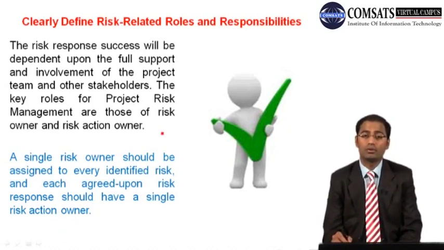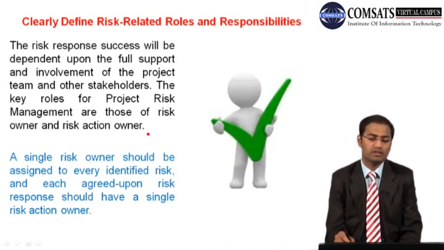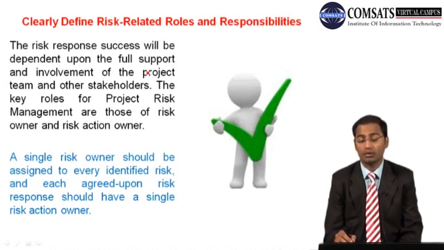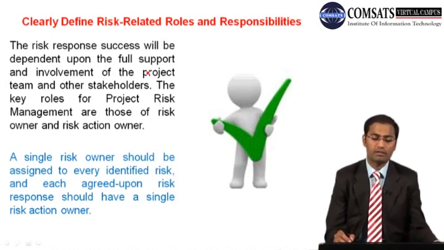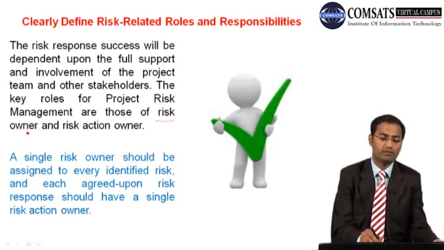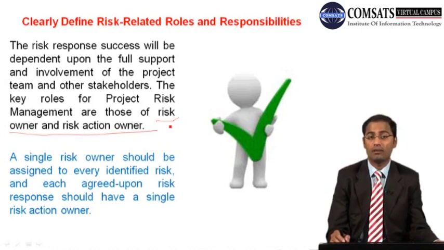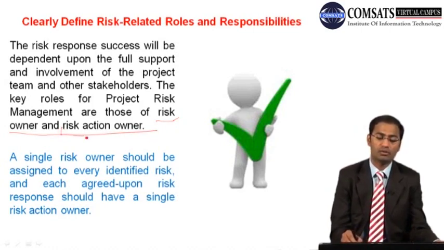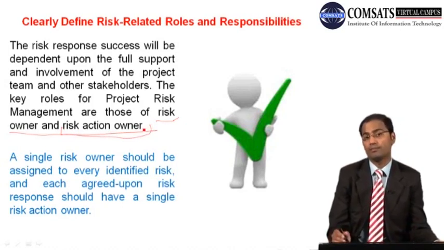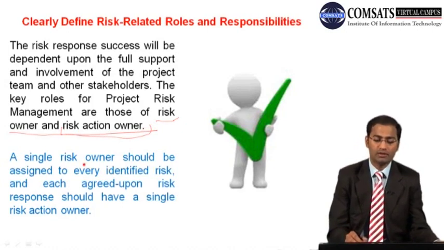So who is going to own the risk, who is going to respond to the risk. So the risk response success will be dependent upon the full support and involvement of the project team and other stakeholders. The key roles for project risk management are those of risk owner and risk action owner. So there is a difference between risk owner and risk action owner. One will keep an eye, and that may be a CAM or work package manager, and then one should be assigned to necessary arrangements of all the responses. So a single risk owner should be assigned to every identified risk, and each agreed upon risk response should have a single risk action owner, right?